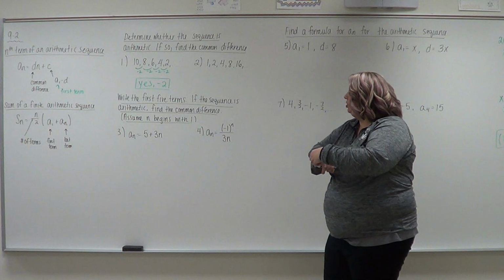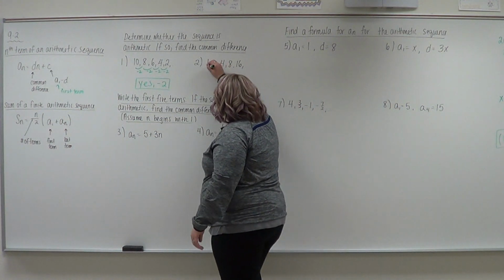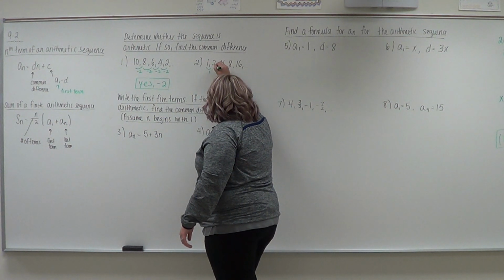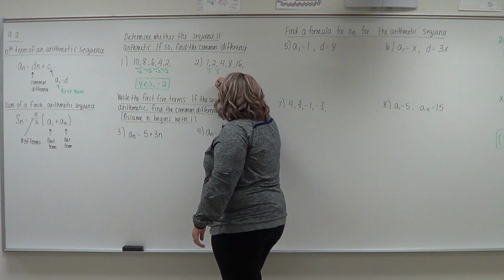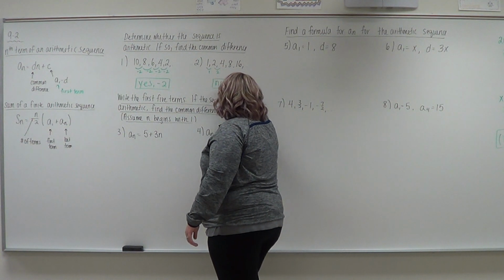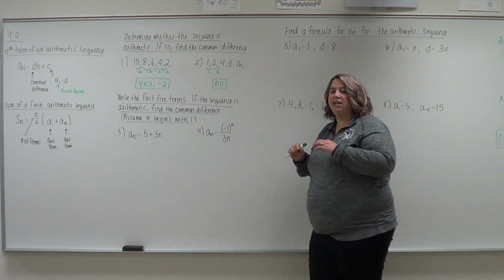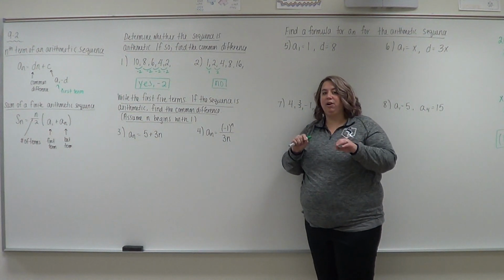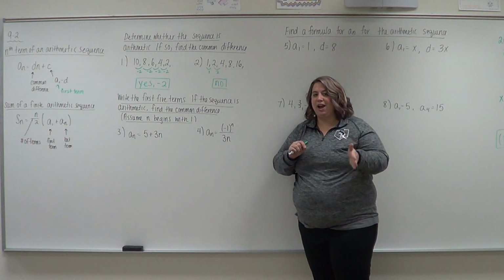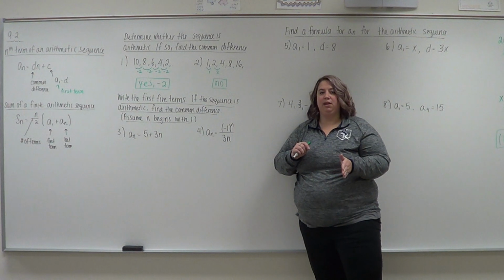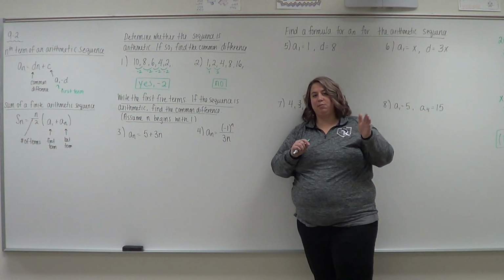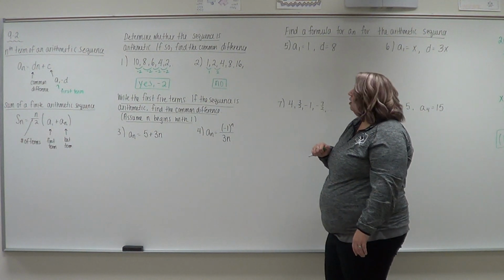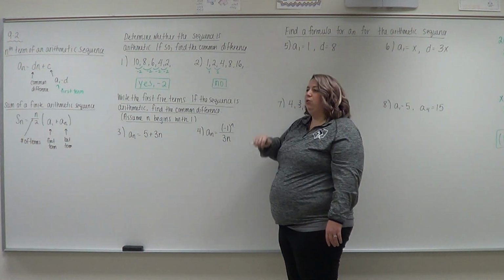If I look at number 2, to get from 1 to 2, I added 1. To get from 2 to 4, I added 2. That's not exactly the same number. They have to be the exact same, and positives and negatives matter. If one's positive 2 and then you're adding -2, that's not the same thing. You have to add the exact same number every single time. So if it's no, there's no common difference.